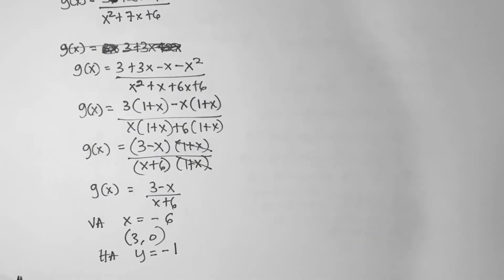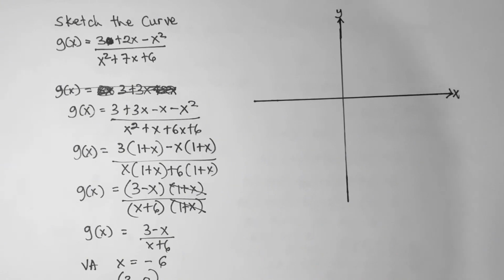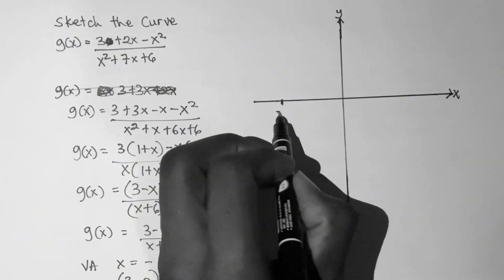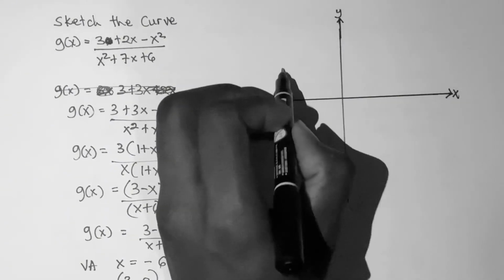So let's go ahead and sketch this curve. A vertical asymptote at x equals minus 6. So let's assume here is minus 6. So there's a vertical asymptote over here.